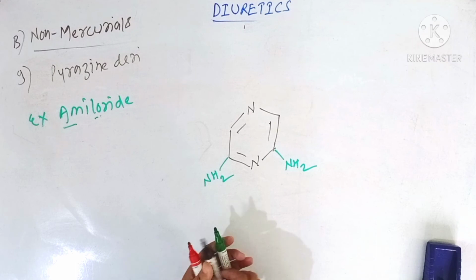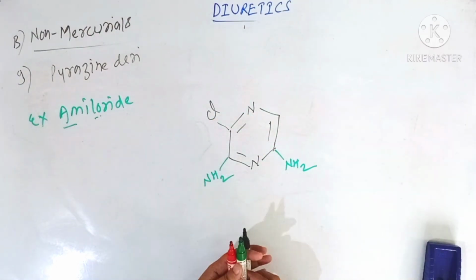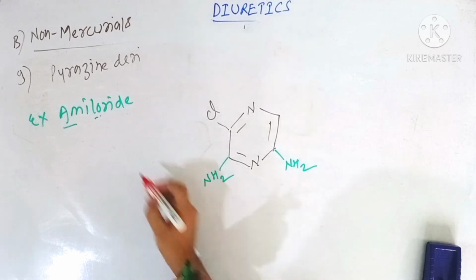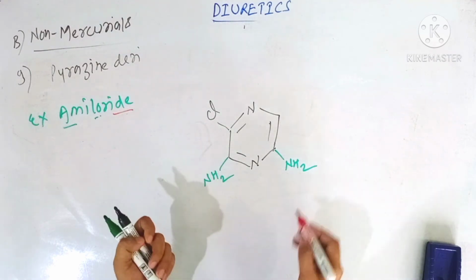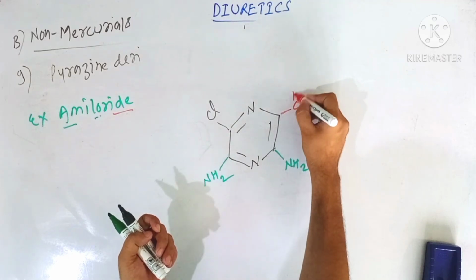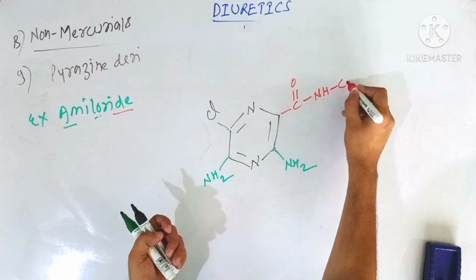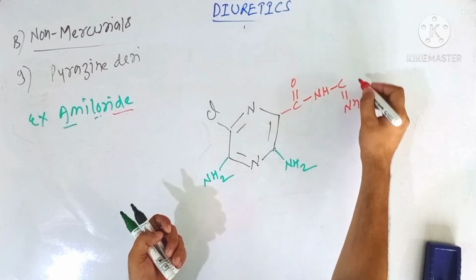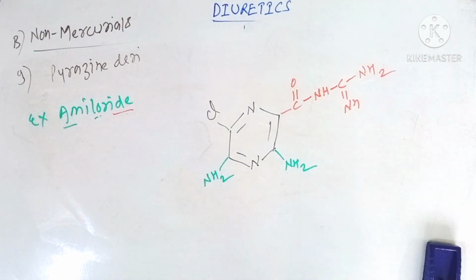Chlor means chlorine. So here is your chlorine. And ide means guanidine. So this position is linked with NH, double bond NH, NH2. So this is the structure of amiloride.